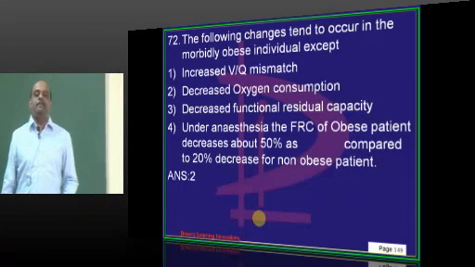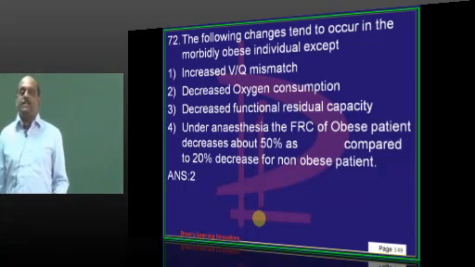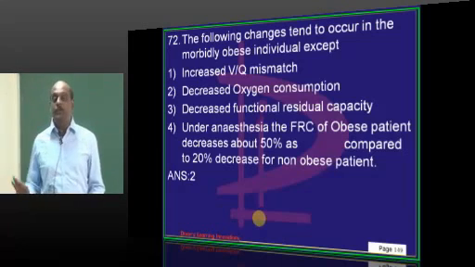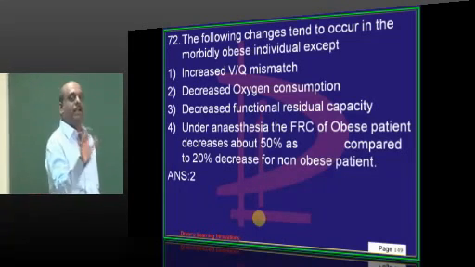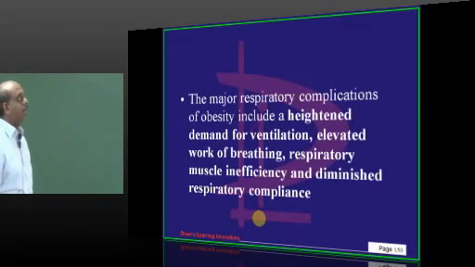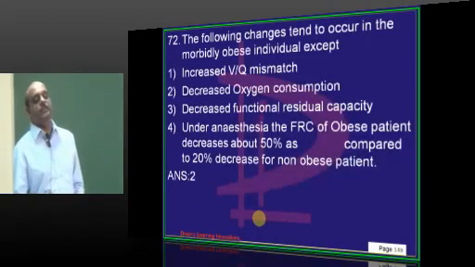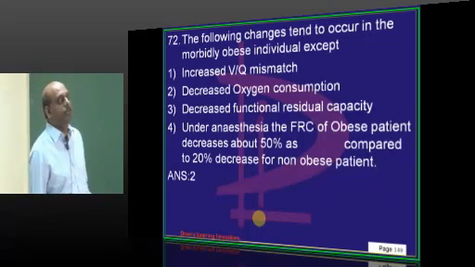In a morbidly obese person, functional residual capacity diminishes, V/Q mismatch occurs, and oxygen consumption increases, not decreases. There are changes in the respiratory system in the case of morbid obesity.